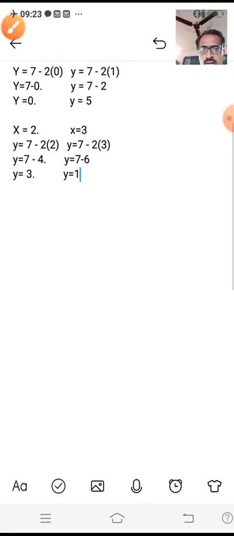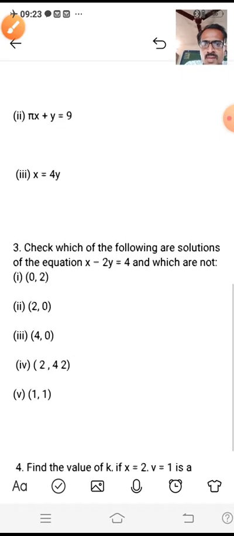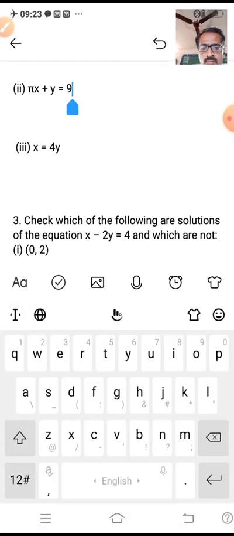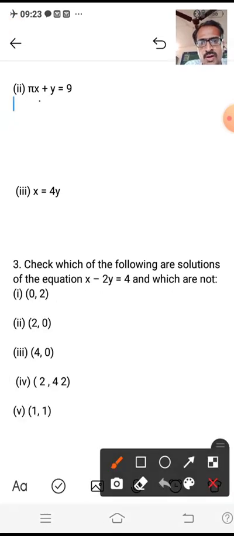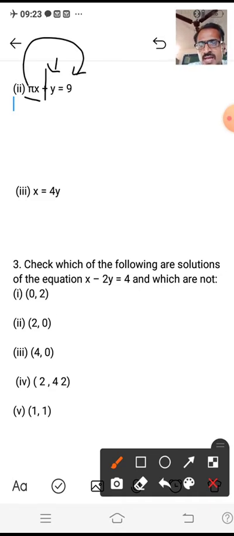Now let us solve the second one. Here we have the second number. In the second number also we want to find out 4 solutions. So first of all check which variable doesn't have a coefficient, or which variable has coefficient 1. The coefficient of x is pi, the coefficient of y is not given, so we'll assume 1. So the coefficient of y is 1, so we'll make y the subject. If I want to make y the subject, I must shift this pi x towards the right hand side.